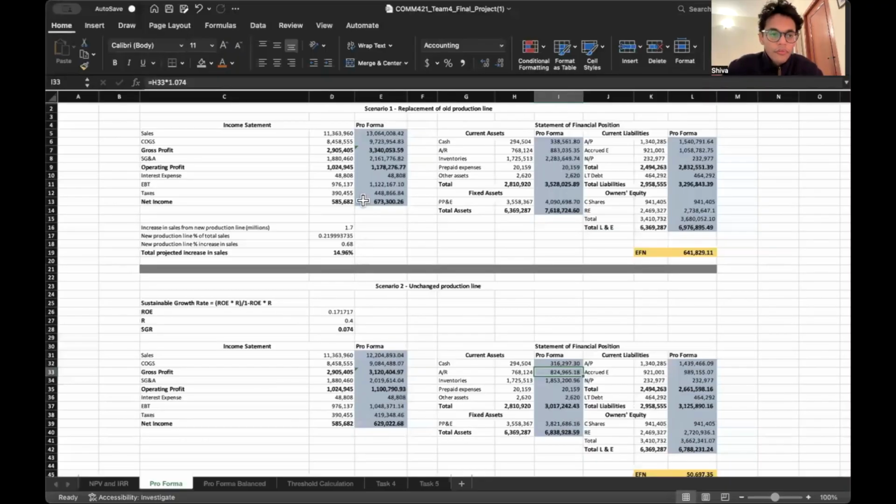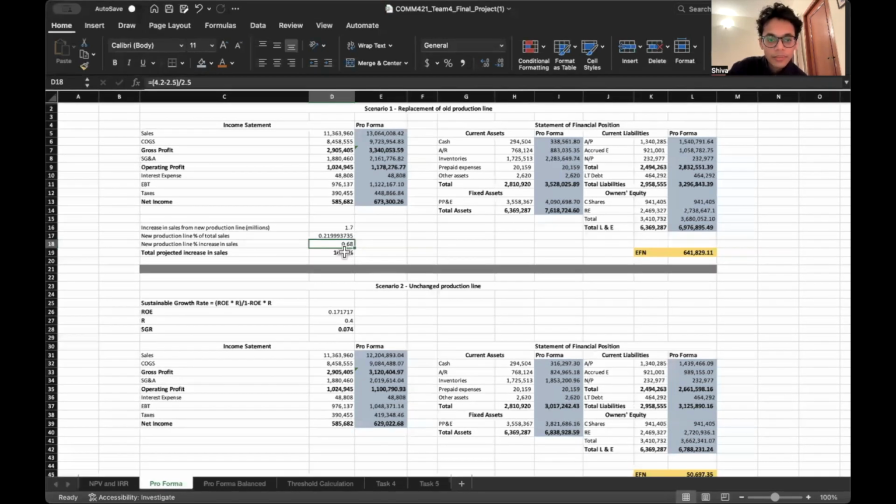Yeah, so for the pro forma, we first had to calculate the total projected increase in sales. We did that by first looking at the new increase in sales from the new production, which was 1.7 million. And then we compared that to the total sales for the company, and it was approximately 21.9%, as we calculated using 2.5 over the 11.3 figure that's up here. And then we got the new production line increase in sales, which was 2.5 to 4.2, which was a 68% increase.